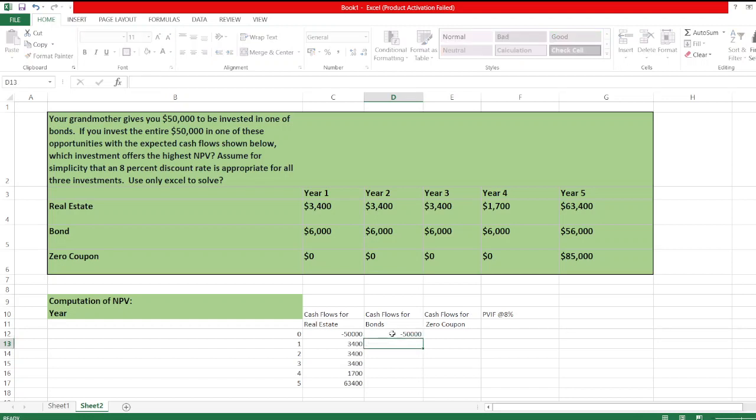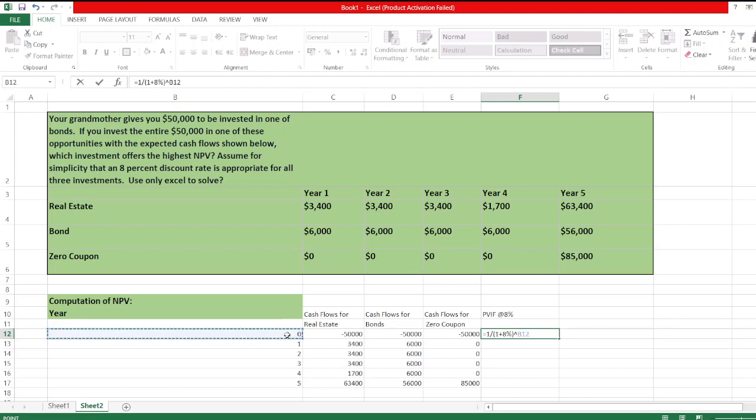For bonds, for year 0, or we can say initial investment, 50,000. Then for year 1, 6,000, which is equal from year 1 to year 4, and year 5, 56,000. Then cash flows for zero coupon, for year 0, 50,000, then 0, 0, 0, 0, and then for year 5, 85,000. PVIF is equal to 1 divided by bracket 1 plus 8% bracket close, then power of time.